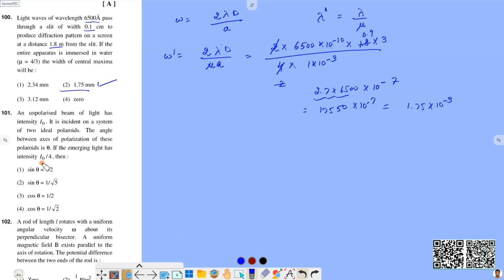So let's move to the next one. 101. An unpolarized beam of light has intensity I naught. It is incident on a system of two identical polaroids. The angle between the polarization directions of these polaroids is theta. If the emerging light has intensity I naught by 4, then we have to find the value of that angle theta.